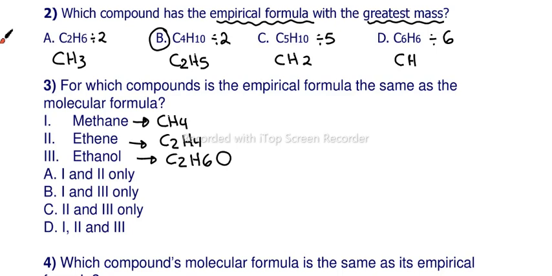Now I will go back to my question, which is empirical the same as the molecular. So it should be given in the simplest form. And of course, it's the methane and it is the ethanol. So your answer is 1 and 3, and it is a B answer.